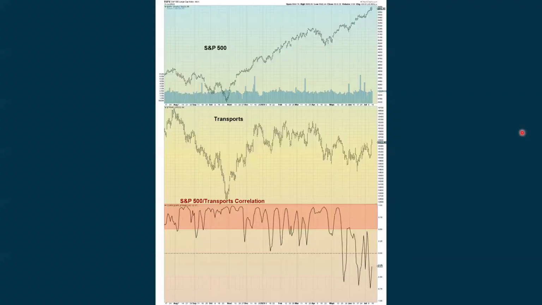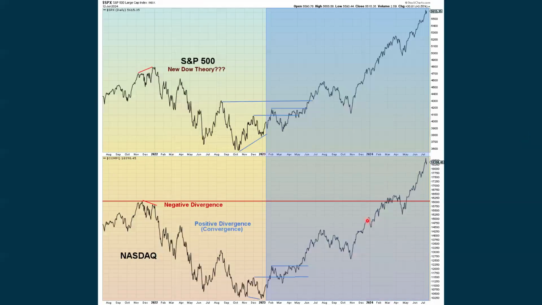And we look at the relationship between the S&P on top and the transports, and they're not having a real strong correlated relationship right now. So it's like the transports are not really impacting the S&P all that much. If it gets back up into this red area, then they're having more of a tendency to go in the same direction at the same time, whether that's up or down.